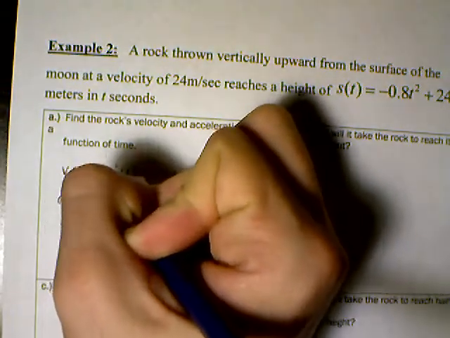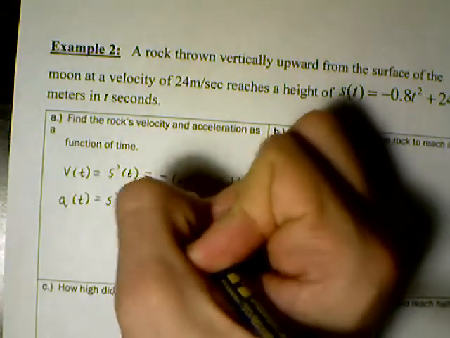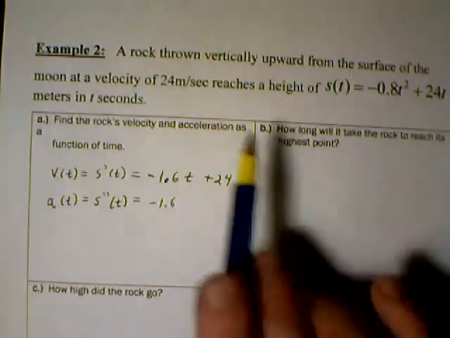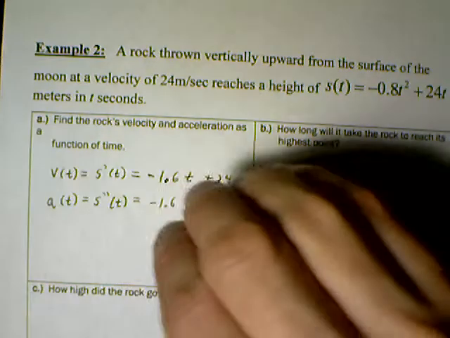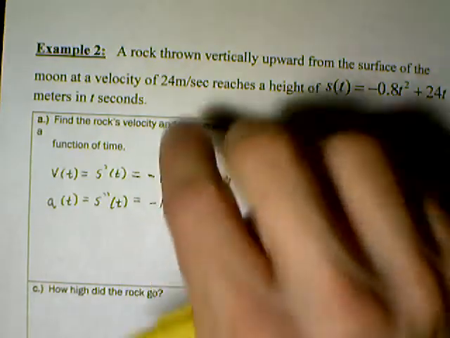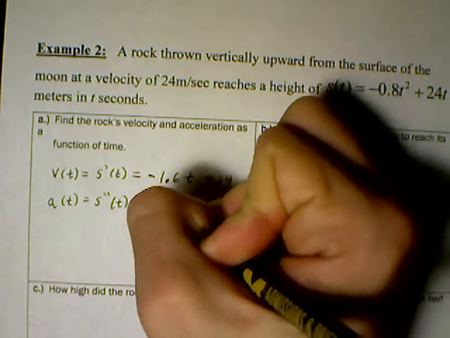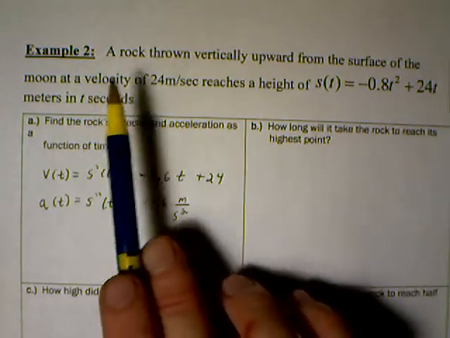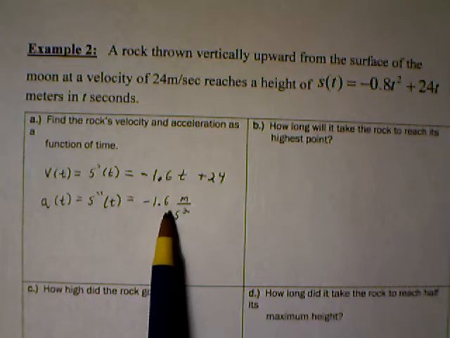All right, now to find the acceleration, I'm going to have the second derivative. So we're just going to have negative 1.6. Now I don't see any units on that, but I see that the problem is talking about meters per second. You have to be paying attention to units. Since this is acceleration, meters per second squared. So that's going to be our acceleration on the surface of the moon: negative 1.6 meters per second squared. You should notice that that's different from on Earth.